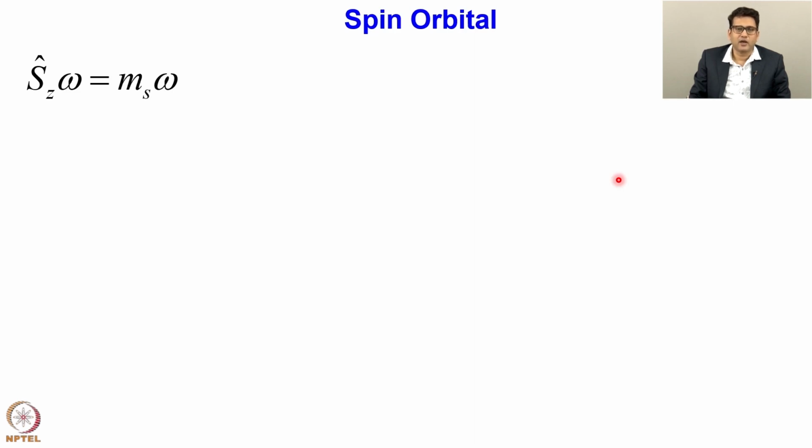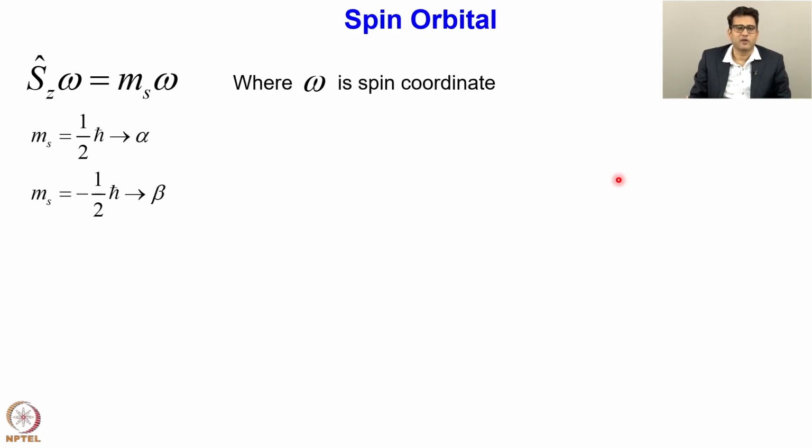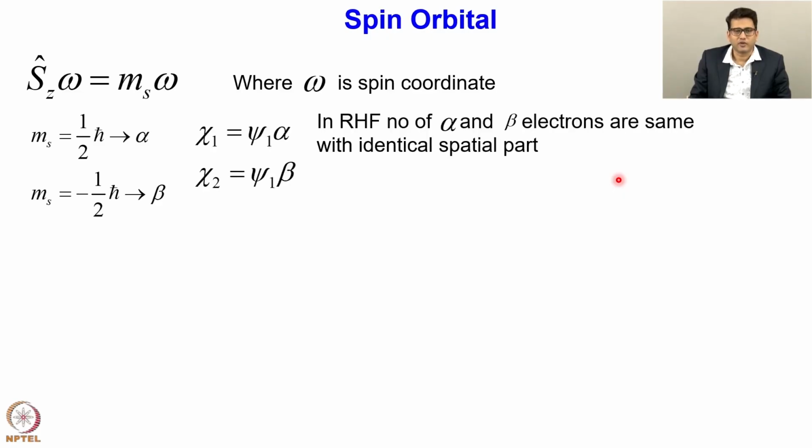But we have the spin angular momentum algebra where Sz, when it operates on the spin coordinate, gives you the eigenvalue ms. The ms can be plus half h cross or minus half h cross. If it is plus half h cross, it is called alpha, and if it is minus half h cross, that is called a beta electron. Depending upon that, we get to the concept of spin orbital, where my chi1 is a spin orbital which has a spatial part psi 1 and a spin part alpha. Similarly, chi2 has a spatial part psi 1 and spin part beta.